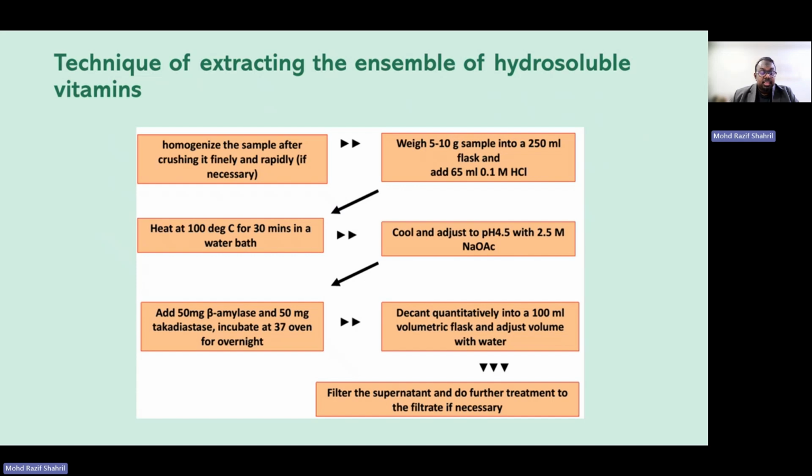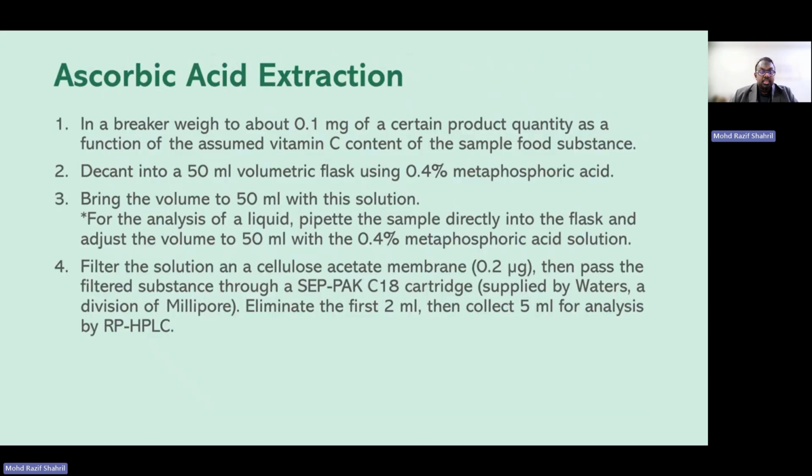If we are extracting ascorbic acid for HPLC, we weigh the samples and decant it into a 50 ml flask using a 0.4 metaphosphoric acid solution, and we filter it on a cellulose acetate membrane, pass it through a SEP-PAK C18 cartridge, eliminate the first 2 ml, and collect the next 5 ml for analysis.